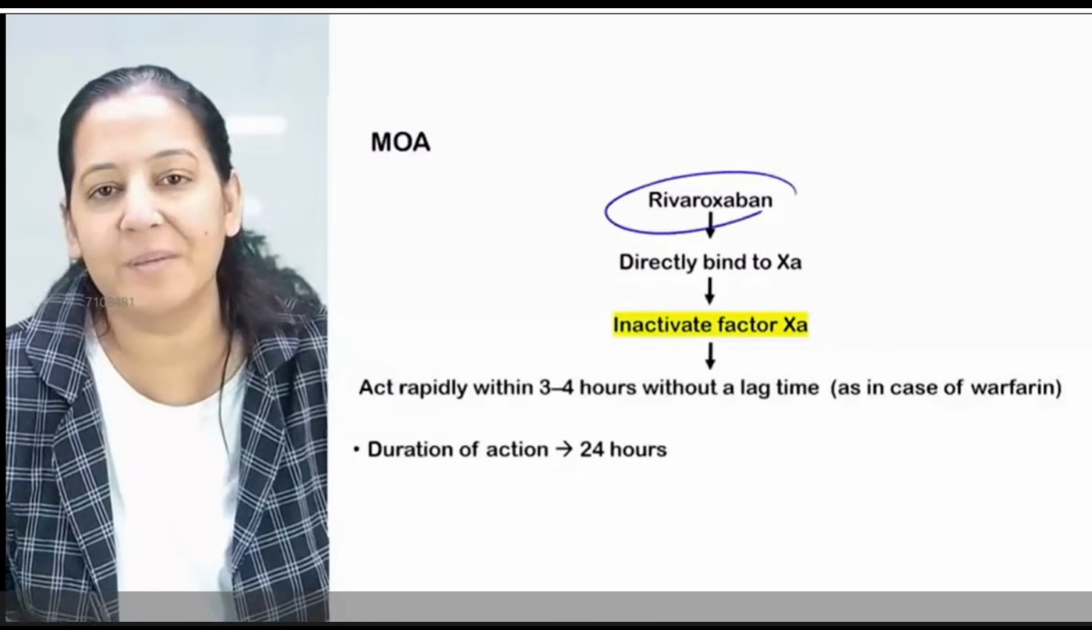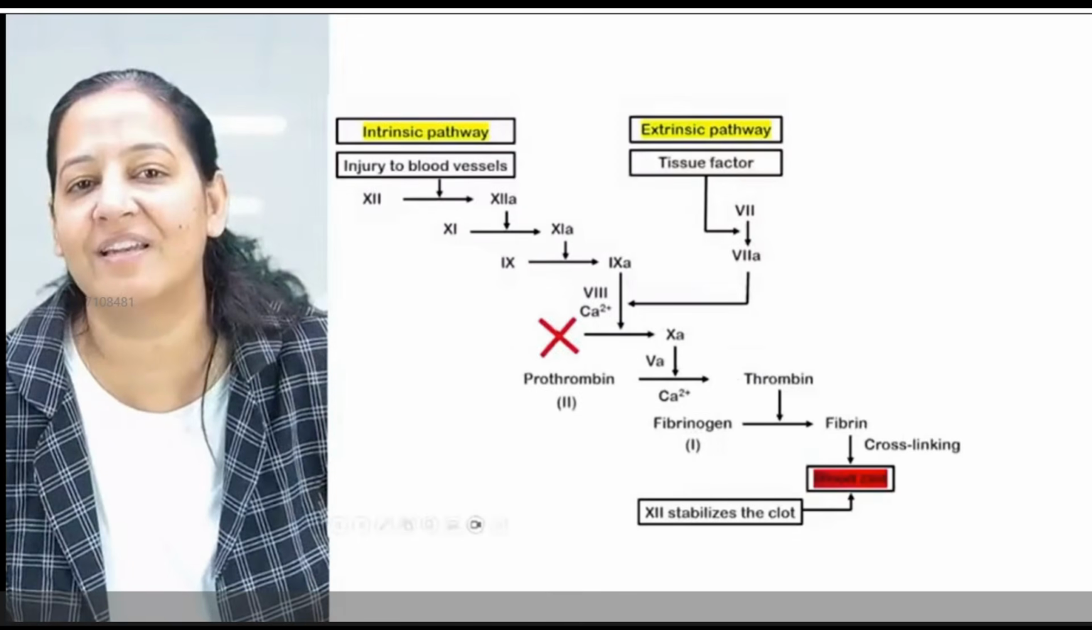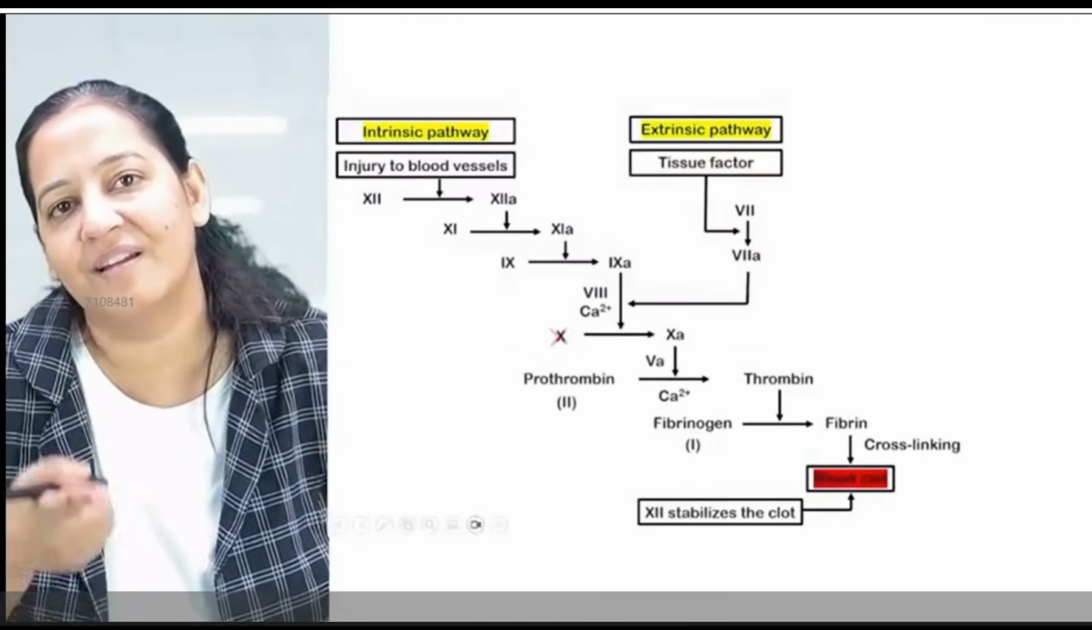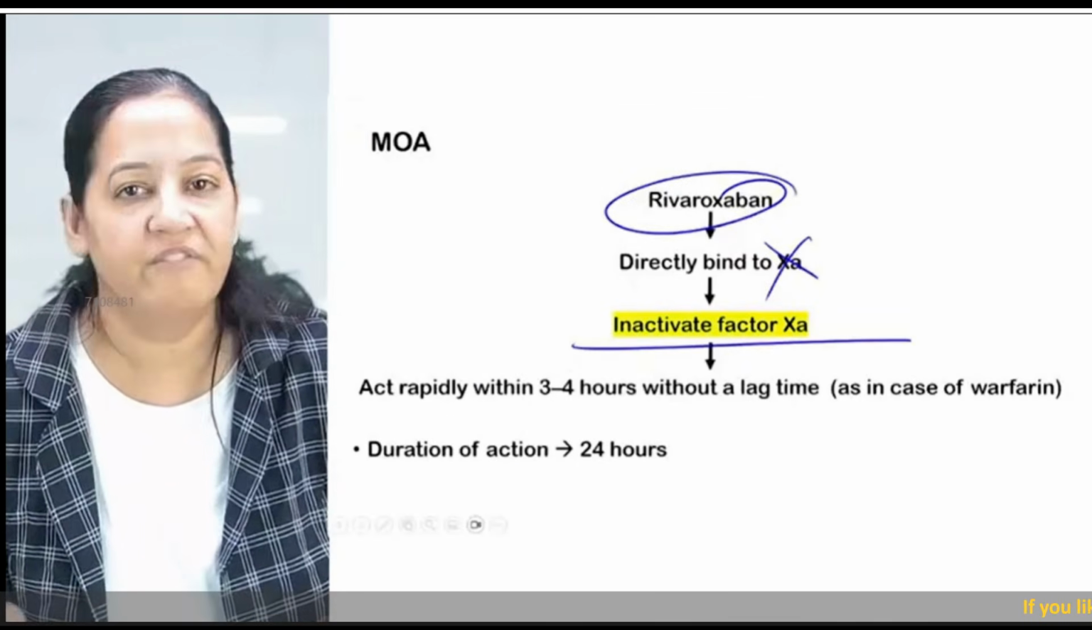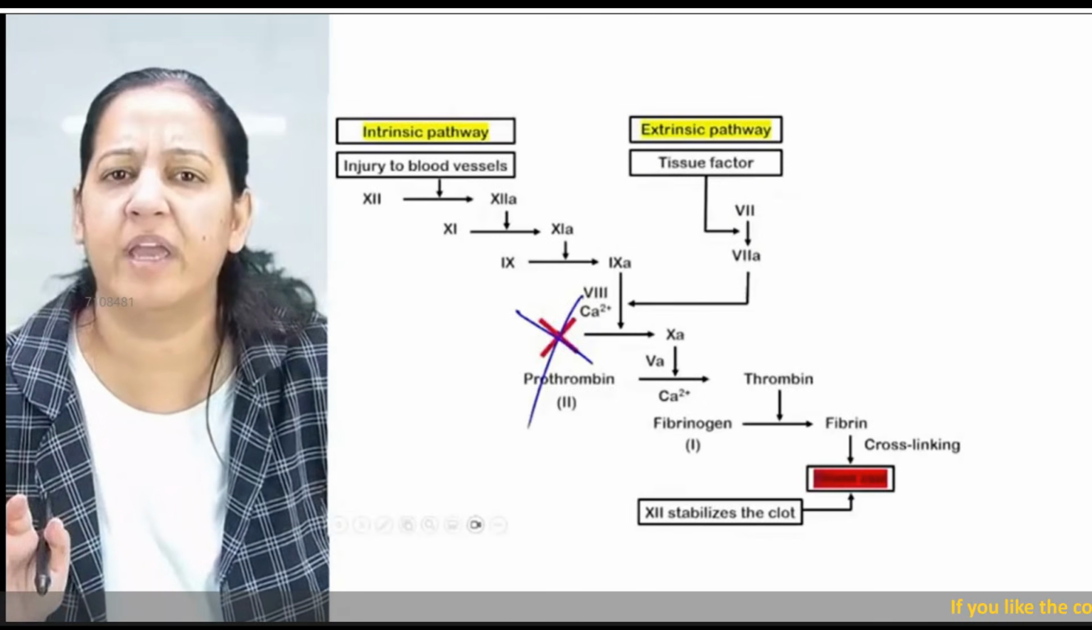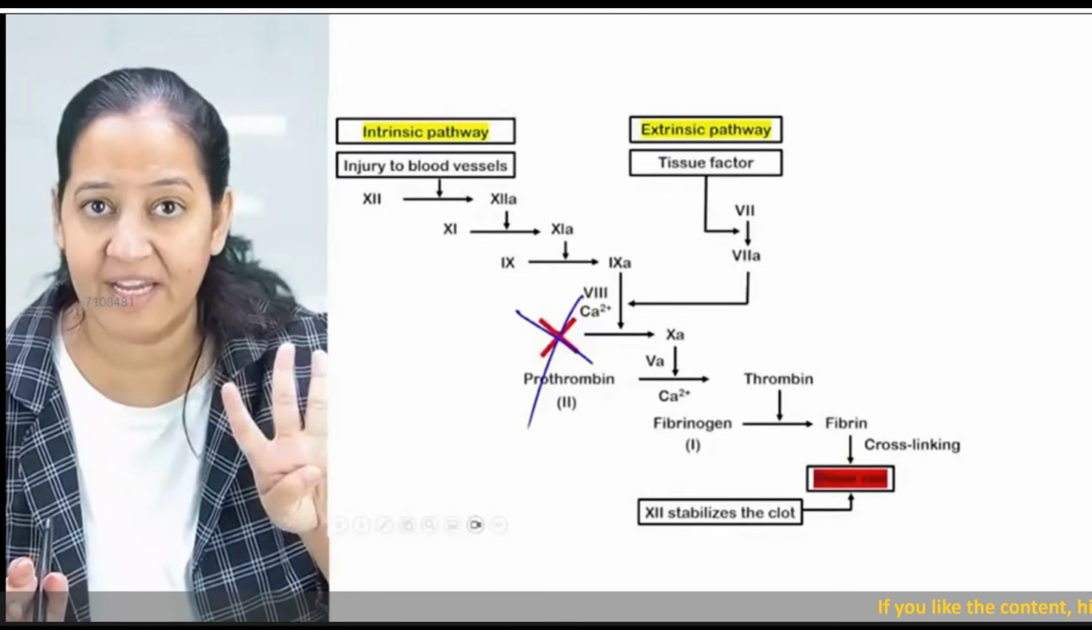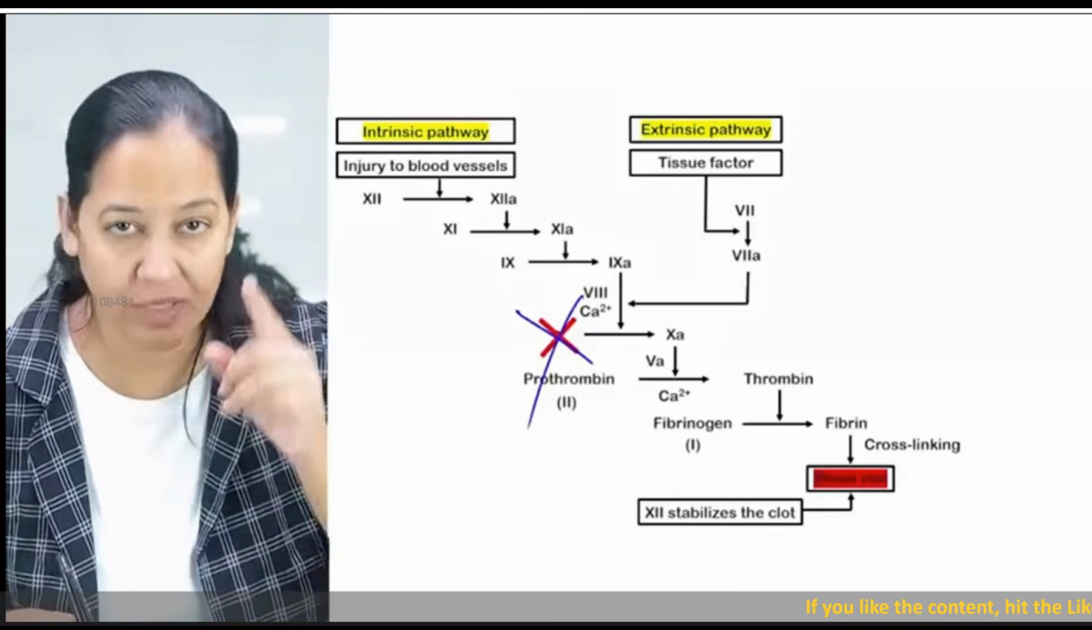Rivaroxaban directly inhibits factor 10. Where is factor 10? Directly gone, without vitamin K. It directly inhibits, not 2, 7, 9, 10. Only 10. Now you tell me, use your common sense.